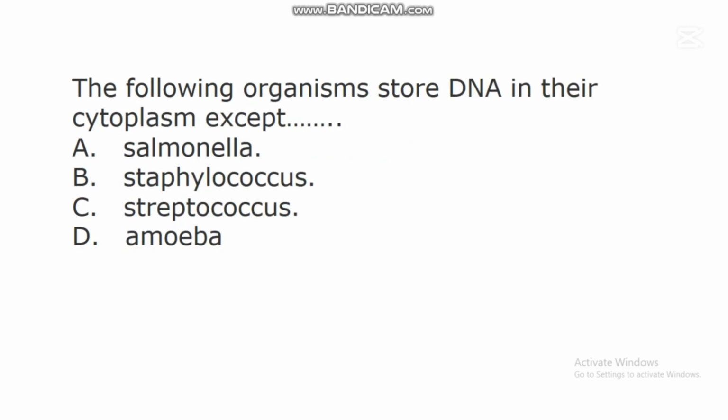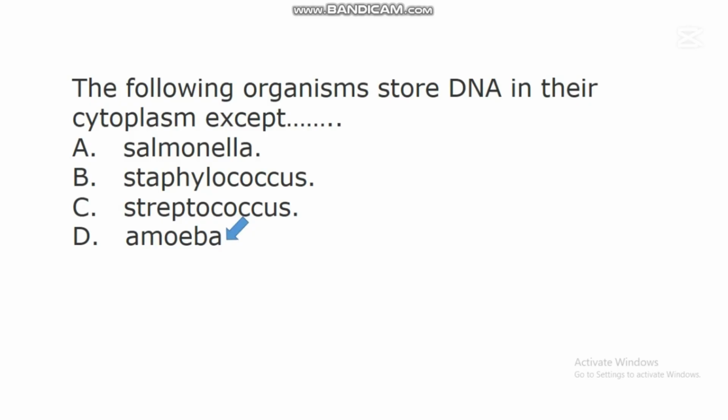The next question says, the following organisms store DNA in their cytoplasm except dash: A. Salmonella, B. Staphylococcus, C. Streptococcus, D. Amoeba. In this question, the correct answer is D. Amoeba. There are organisms called prokaryotes. Prokaryotes are those organisms that don't have nuclei or well-defined nuclei in their cells. Examples of these prokaryotes are bacteria.